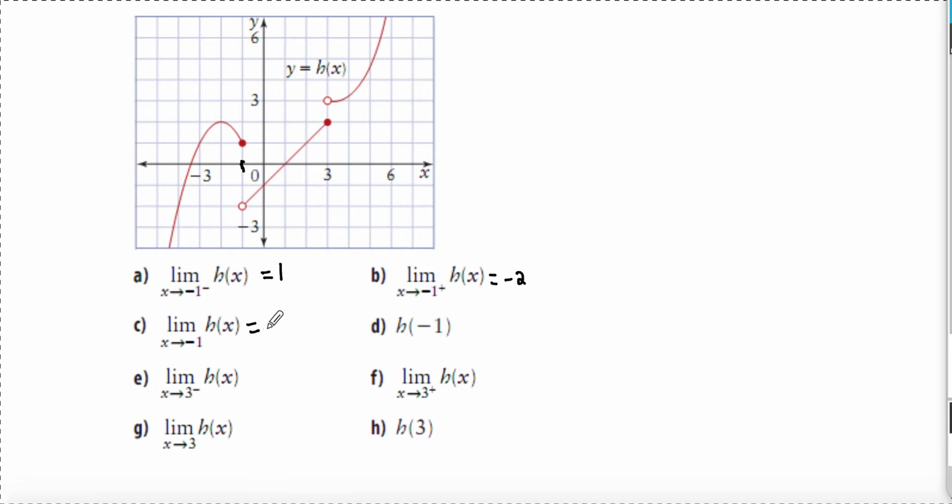So overall, because the left-hand limit and the right-hand limit are not equal, we can go ahead and put in here that the limit does not exist as x approaches -1. The left-hand side and the right-hand side are not going to be equal. So the limit does not exist.